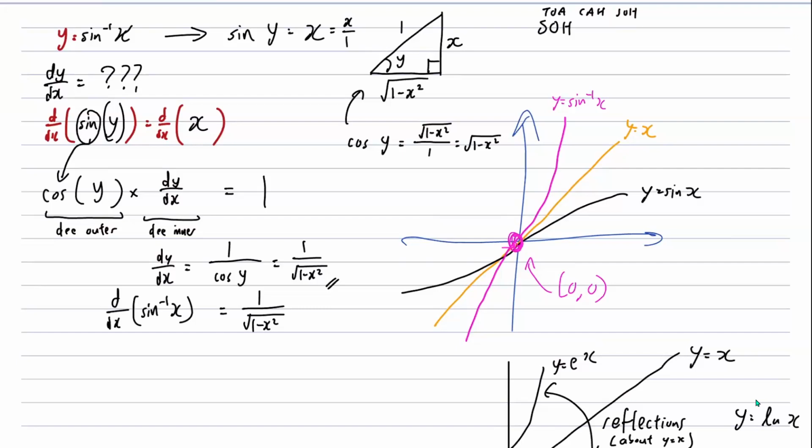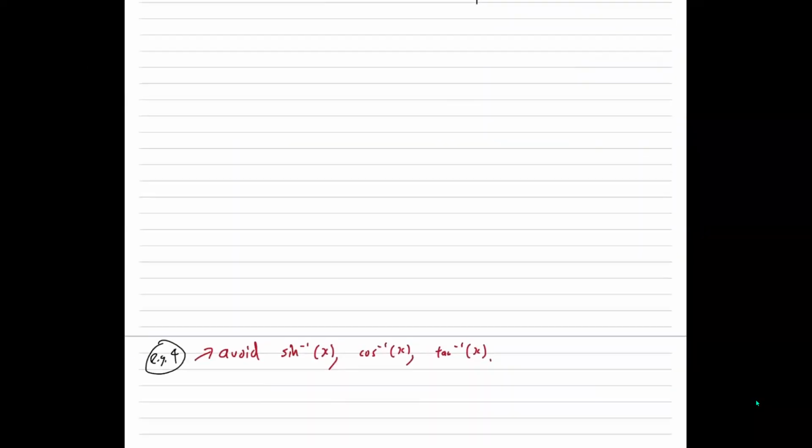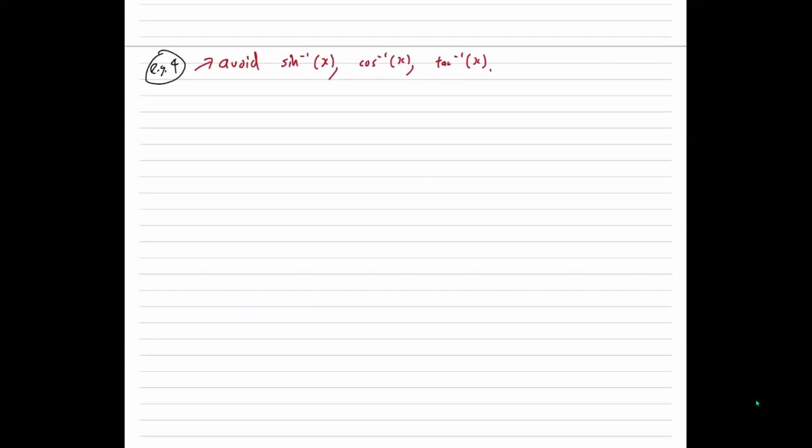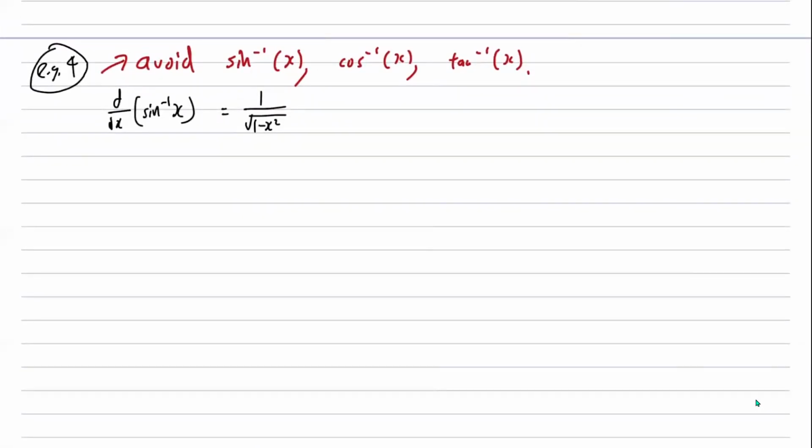Okay. So now let's upgrade this. Let's take this new concept we found. Maybe next lesson I'll talk about cosine inverse and tangent inverse, and talk about avoiding it. So after learning it, we try to avoid it as much as we can. Quite funny, yeah. But let me show you.